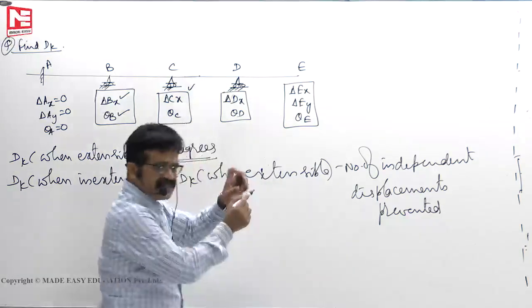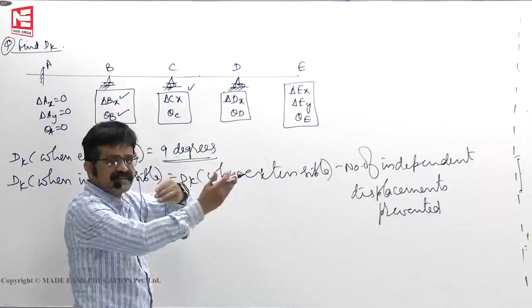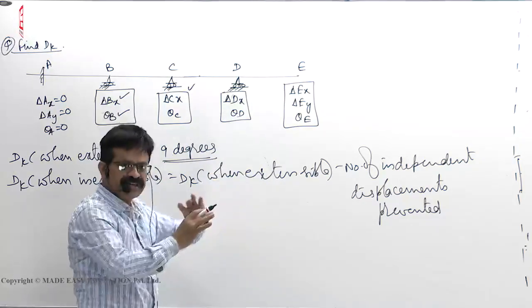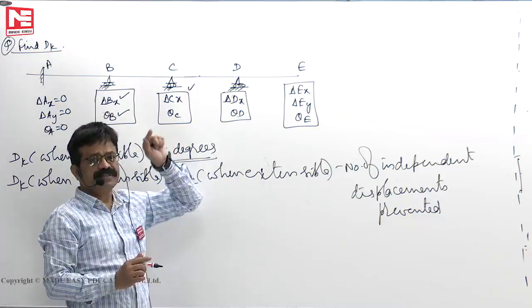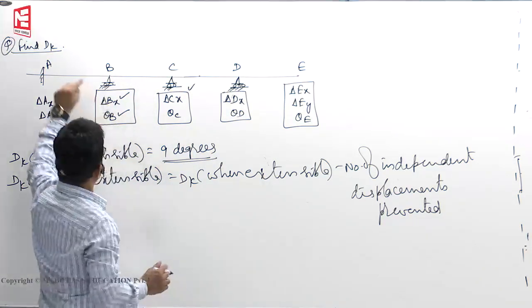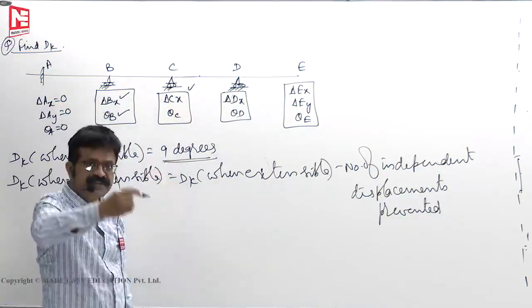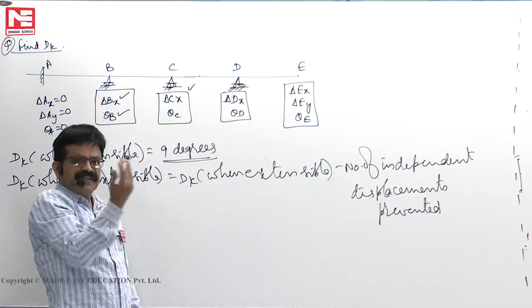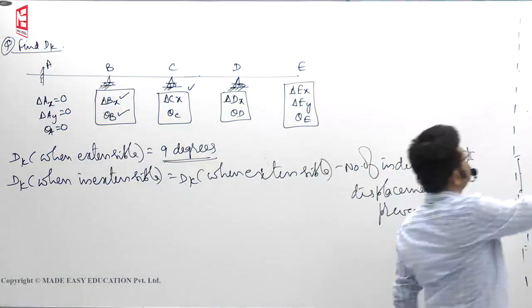If at all they are inextensible, suppose 2 meters are there, axially rigid, B will not elongate at all, no contraction at all. So elongation or contraction is called first order displacement, PL by AE. Now when load is applied here, it will sag. When it sags, then B slightly inward movement will be there. This is what I have told you.